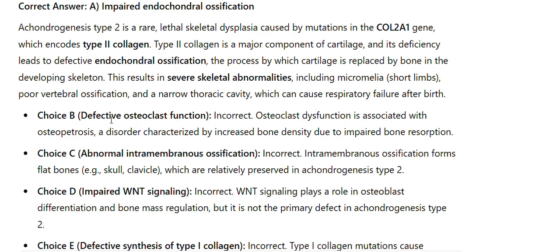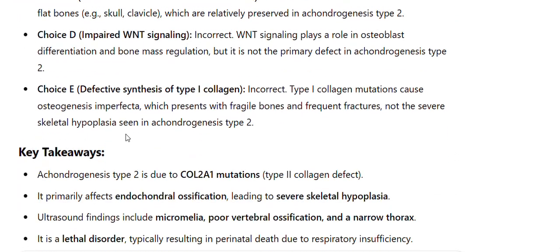Choice C, abnormal intramembranous ossification. Incorrect. Intramembranous ossification forms flat bones, for example the skull and clavicle, which are relatively preserved in achondrogenesis type 2. Choice D, impaired WNT signaling. Incorrect. WNT signaling plays a role in osteoblast differentiation and bone mass regulation, but it is not the primary defect in achondrogenesis type 2. Choice E, defective synthesis of type 1 collagen.